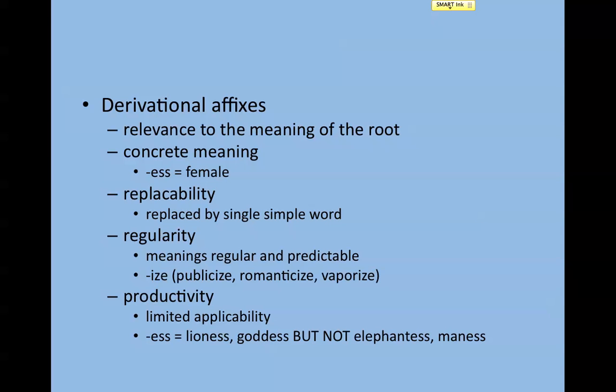And productivity, limited applicability. So the -ess, even though it means female, we could say lioness, goddess, princess, but we cannot say elephantess or maness. So in some applications, it's limited.